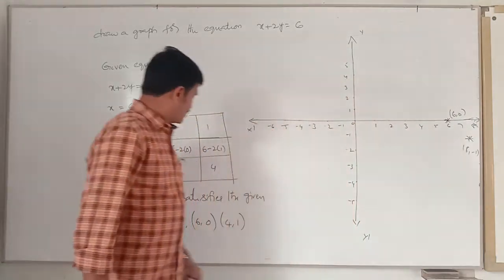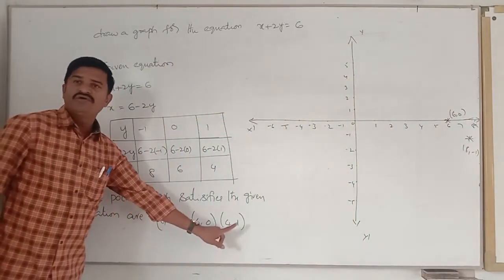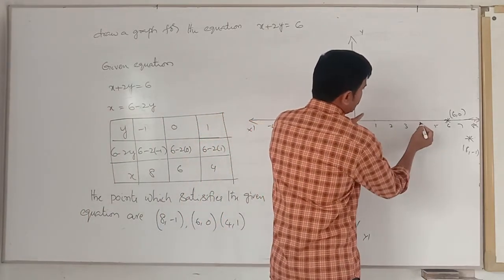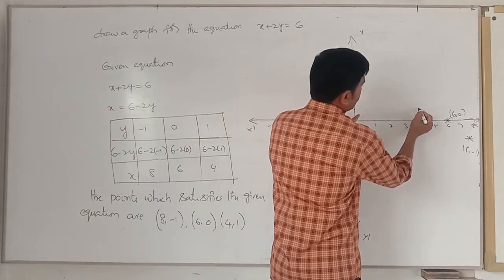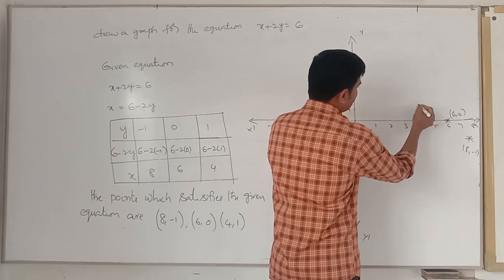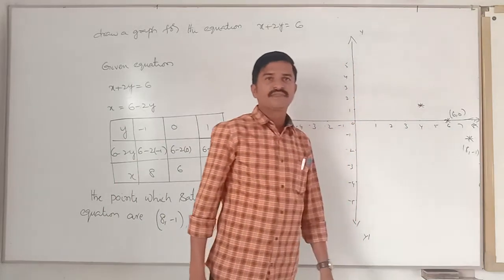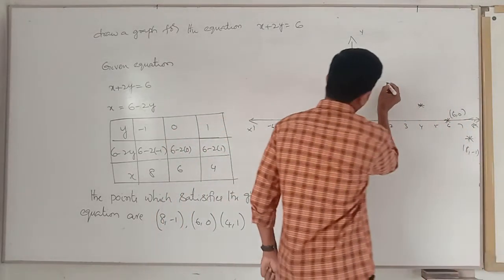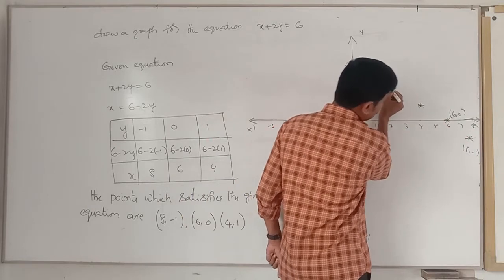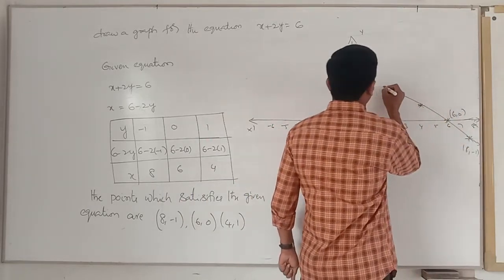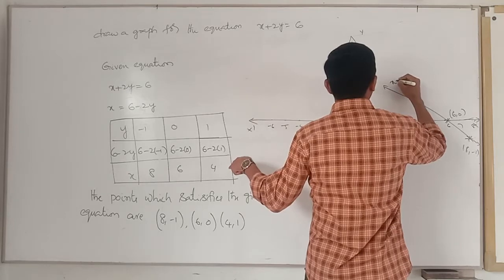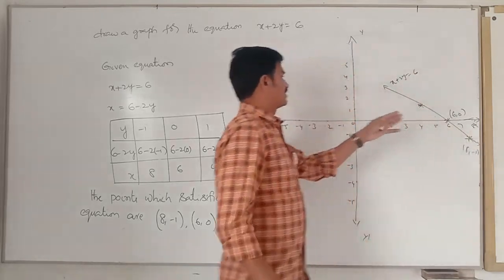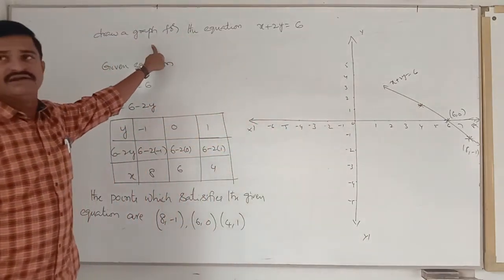Are you clear? And what is the next point? 4 comma 1. Where is 4 comma 1? This is 4 and this is 1. Actually this is a rough sketch, and like this you will get 4 comma 1. Now take your scale and join these 3 points. By using the scale you have to join these 3 points and give the name of this line, x plus 2y equal to 6. This is the required straight line graph which represents the given straight line.